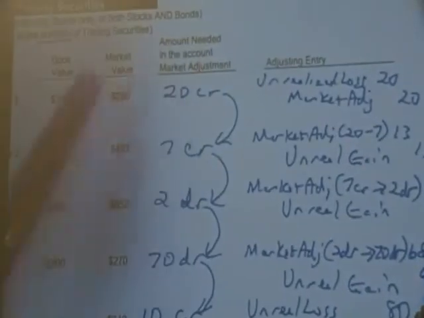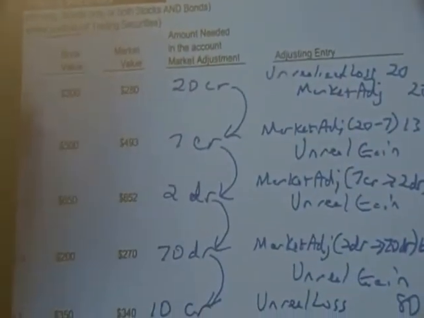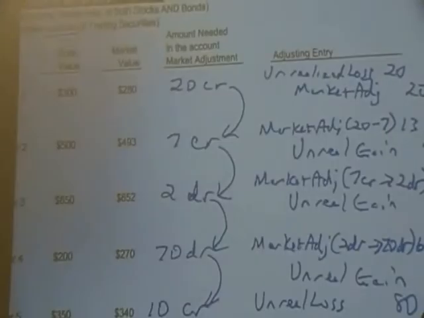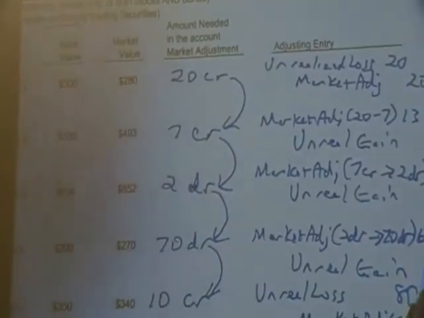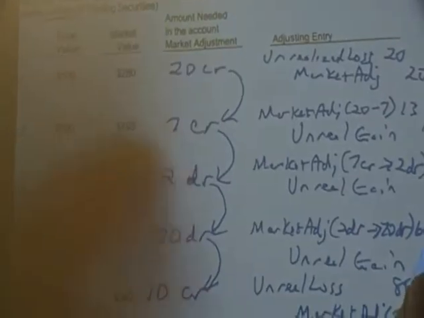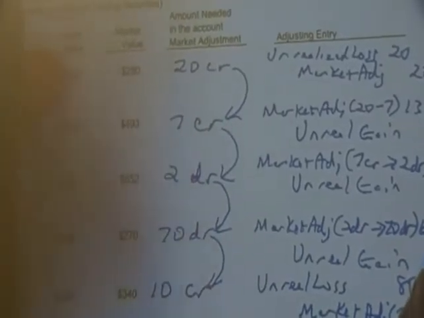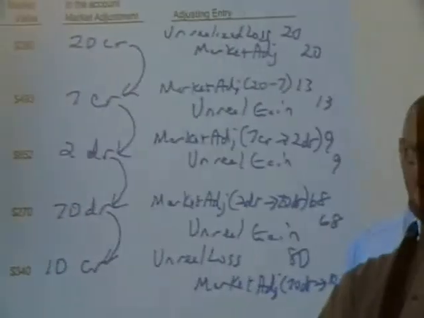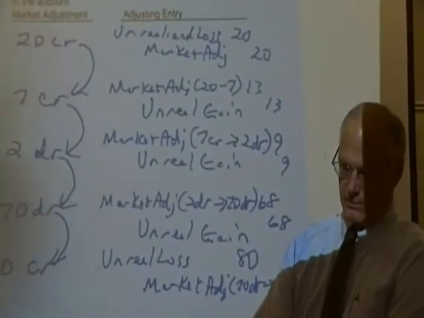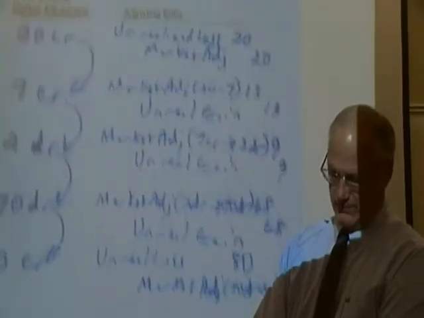In the first year, we were below book value, so therefore we had a loss. In the second year, we're still below book value, but not as bad as we were last year. We're only $7 below, so that's better than we were last year when we were $20 below. So that's why we call that a gain, even though we're still below book value.